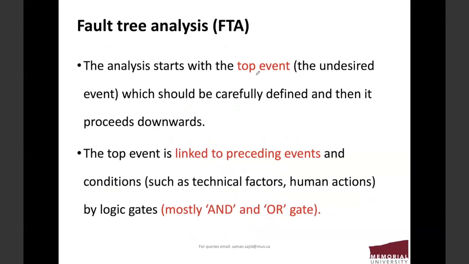The fault tree analysis starts with the top event. As I mentioned, this is an undesirable event. We don't want this to happen. And this is the reason that we are studying the different causes which lead to the undesirable event, which should be carefully defined, and then it proceeds downwards. The top event is linked to the preceding events and conditions, such as technical factors and human factors, by logic gates. In your course, even at advanced safety, there are only two gates that you will be using. One is called the AND gate, A-N-D, the other is called the OR gate, O-R.